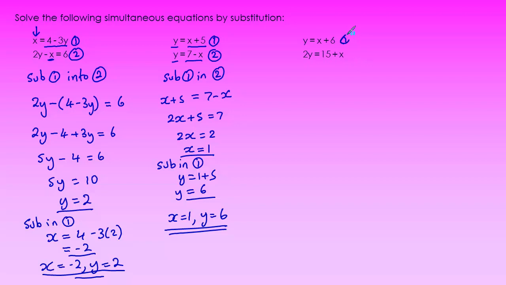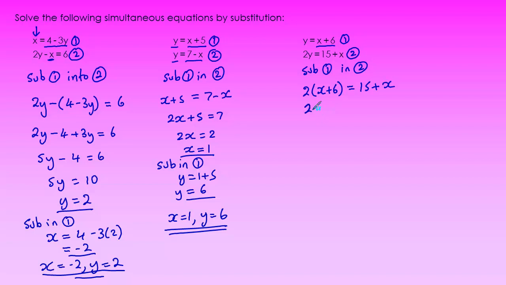So here we have y equals x plus 6, and 2y is 15 plus x. So 1 is nicely set up with the y equals, so I'm going to sub 1 into 2. So instead of having y here, I'm going to have x plus 6. So that's 2 times x plus 6. I need the brackets because the 2 needs to multiply the whole of the x plus 6, is equal to 15 plus x. Now look carefully at this, and at equation 2, and you'll see the difference is that the y has been replaced by x plus 6.